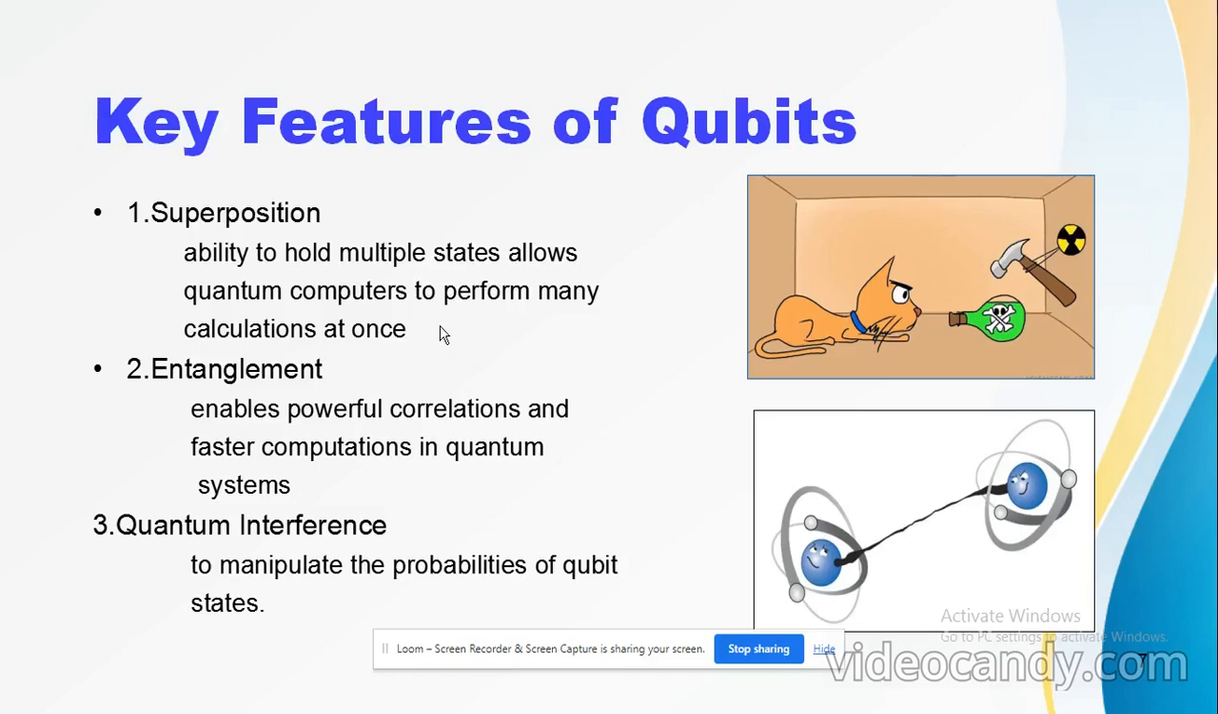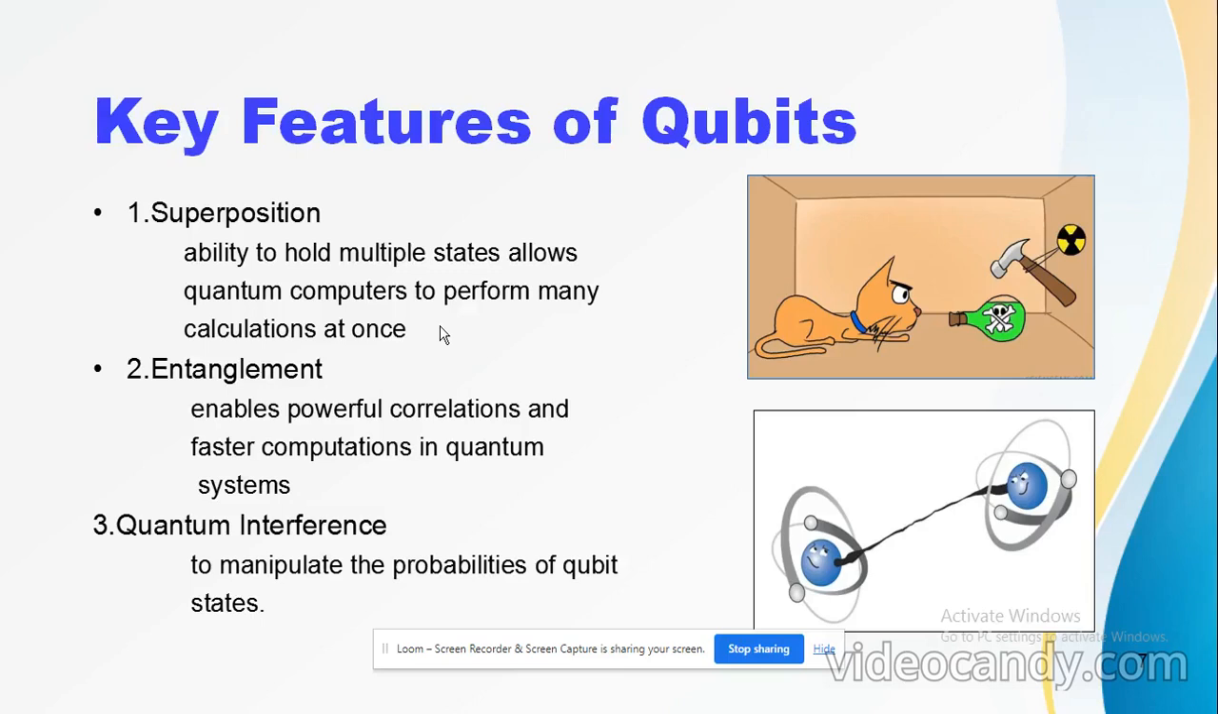And next, coming to entanglement. When two bits are entangled, there exists a special connection between them. It means that the state of one qubit is linked to the other's no matter how far apart they are. This is called spooky action at a distance. Changing the state of one entangled bit will instantly affect its partner. This property enables powerful correlations and faster computations in quantum systems.